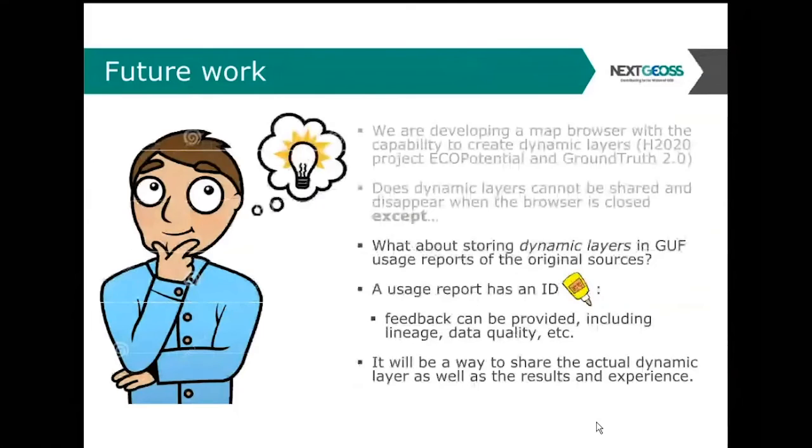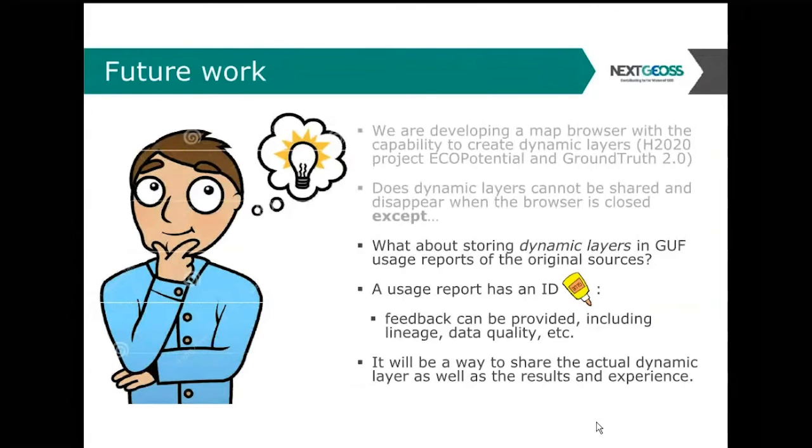we were able to store the dynamic layers in the Geospatial user feedback system as usage reports of the original sources. So by doing that, we will send to the Nimbus information about a new data set that is possible to be done using the original sources. By doing that, we will have a user report. The user report has an ID. So now we have an ID that represents the usage report that is actually the dynamic layer. So we are able to provide feedback about that again. So feedback including the lineage of the data set, data quality, or whatever.